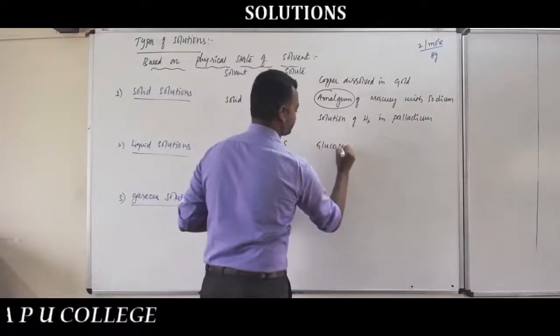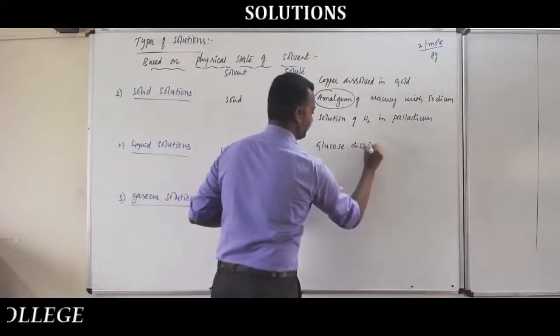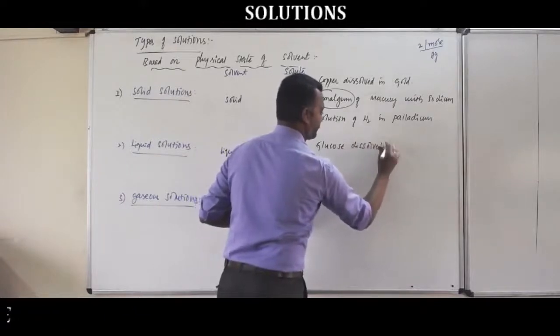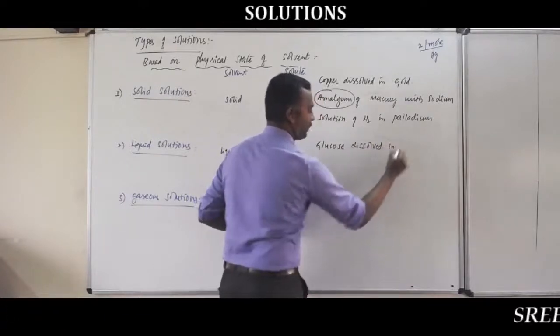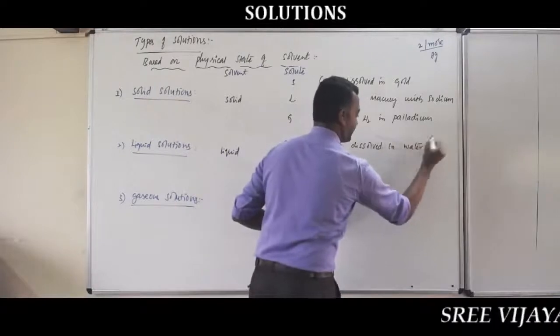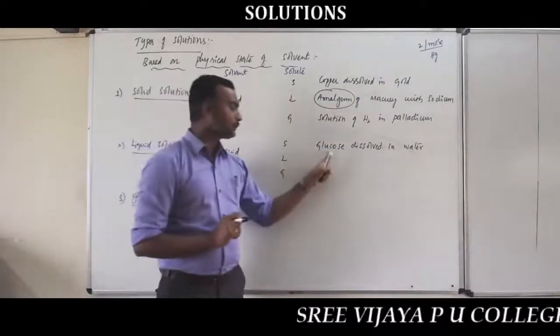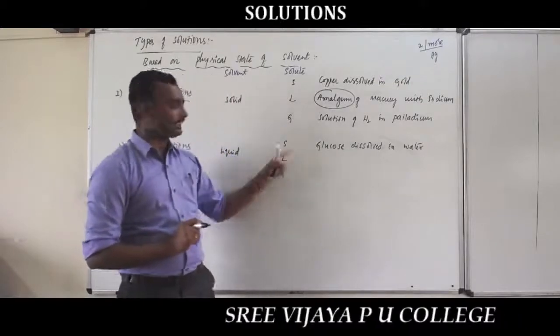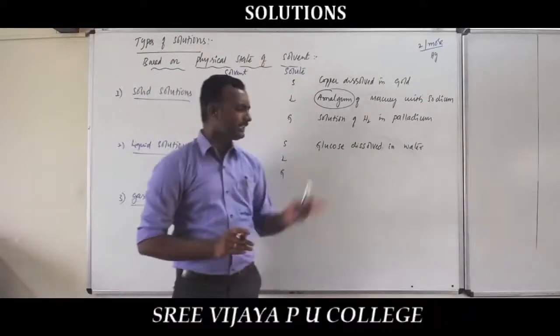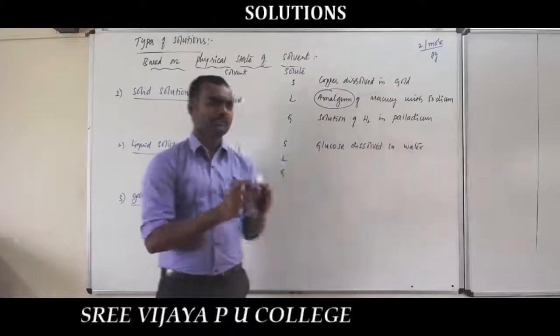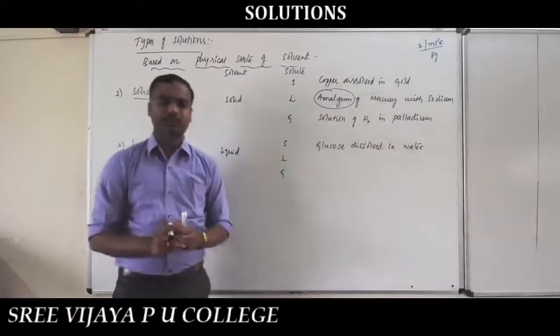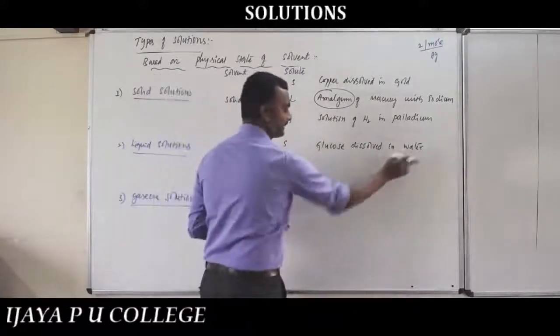Glucose dissolved in water. So remember, here the solvent is water, that is in liquid state. Glucose is a solute, that is in solid state. Or NaCl dissolved in water. Any one of the salts dissolved in water: the solute must be in solid state, and the solvent is in liquid state, that is water.